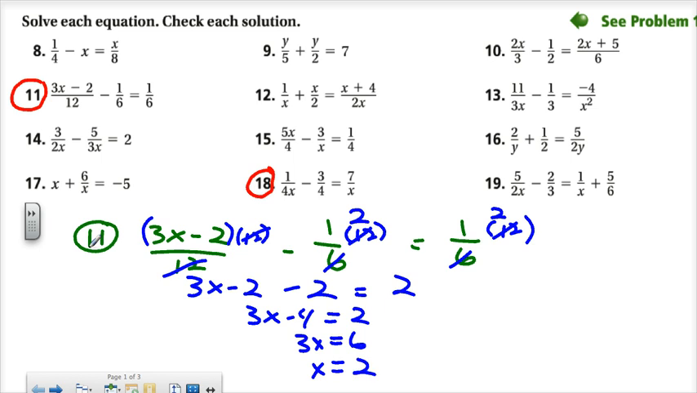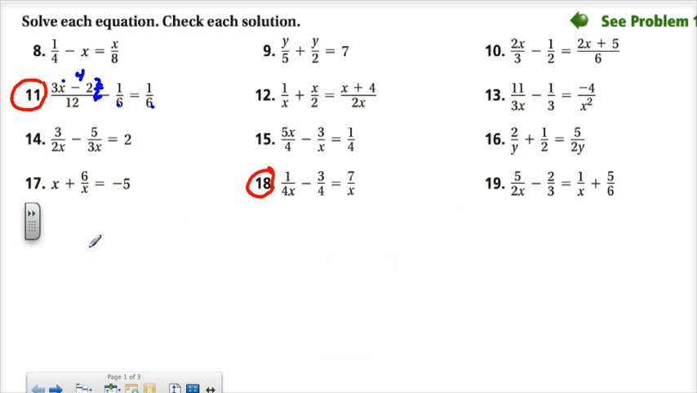It did say to check the solution, so we'd have 3 times 2 is 6. 6 minus 2 is 4. So 4/12, well, if we reduce that to 6 to get a common denominator here, that's going to be 2/6. So 2/6 minus 1/6 is 1/6, and this does check out. It works for us. So that's number 11, kind of a basic one there.